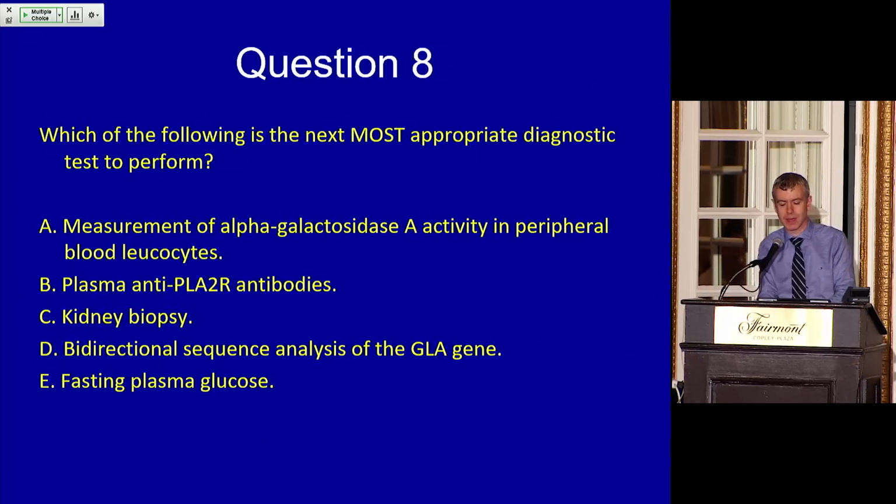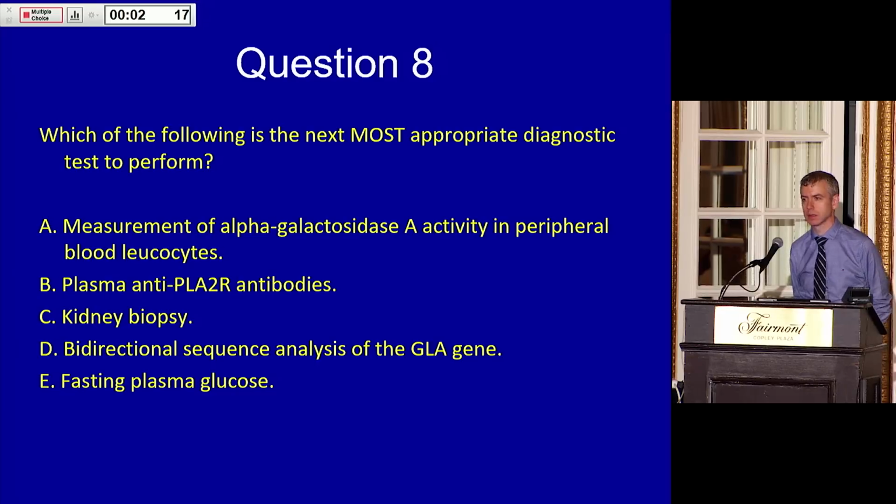Which of the following is the next most appropriate diagnostic test to perform? Measurement of alpha-galactosidase A activity in peripheral blood leukocytes, plasma anti-PLA2R antibodies, a kidney biopsy, bidirectional sequence analysis of the GLA gene, or a fasting plasma glucose? Which is the next most appropriate diagnostic test?